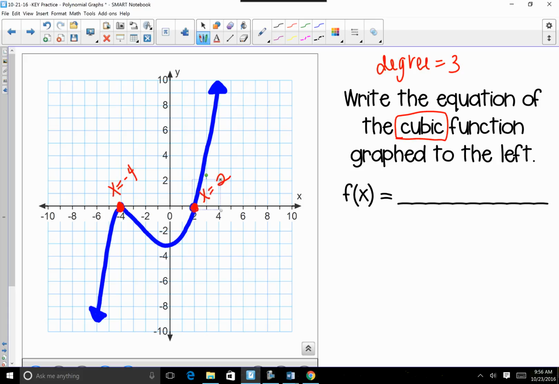All right, but I noticed something right here at this -4. Do you guys notice that this is bouncing right here? So we know if we see a bounce, that means that there has to be an even multiplicity of that number. So I'm only crossing twice, but I see that one of them is bouncing. That means that that solution is happening 2 times. So x equals -4 is happening twice, and then x equals 2 is happening once. So that's 3, right? Those are my 3 solutions.